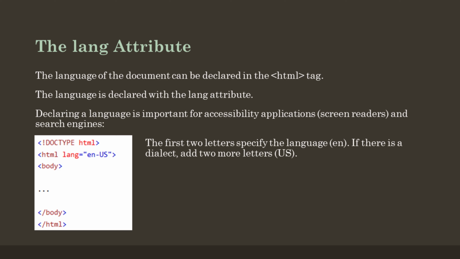The lang attribute. The language of the document can be declared in the html tag. The language is declared with the lang attribute. Declaring a language is important for accessibility applications, screen readers, and search engines. The first two letters specify the language, en. If there is a dialect, add two more letters, US.